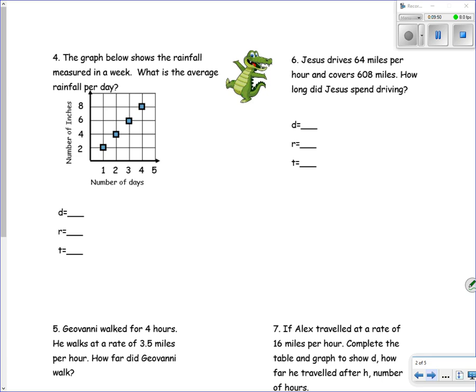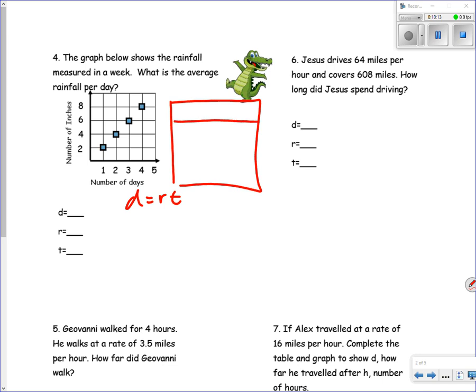Okay, we're going to go ahead and do 4 since it's a graph and y'all haven't seen a graph on this yet. It says the graph below shows the rainfall measured in a week. What is the average rainfall per day? Okay, so distance equals rate times time. Now, what I'm going to do, guys, is draw a table, because up to this point, we have always used tables to help us organize our information.